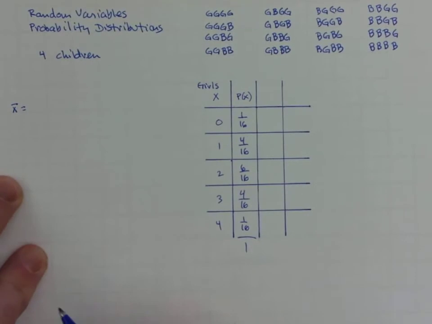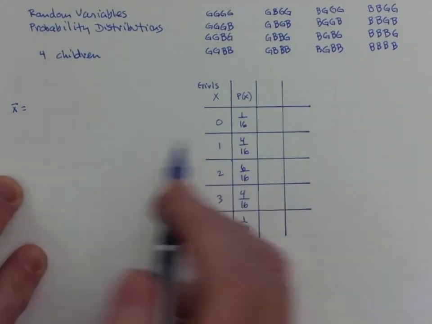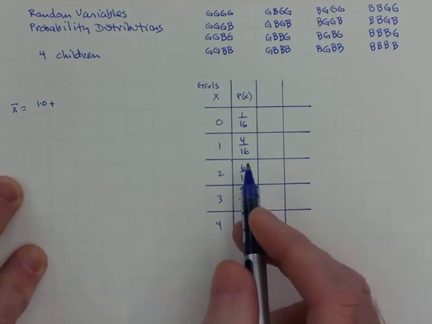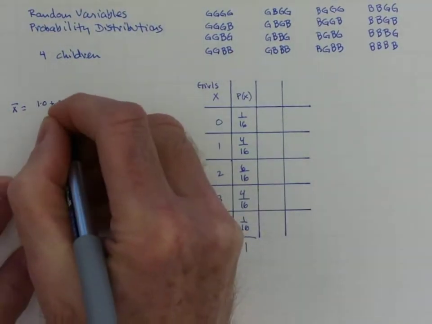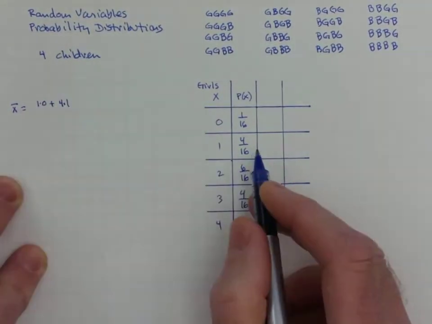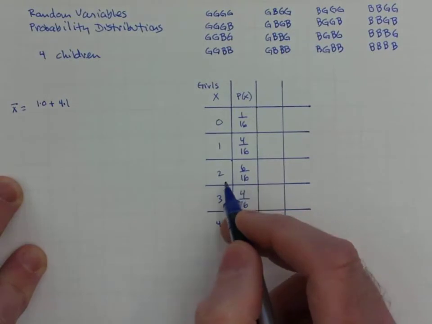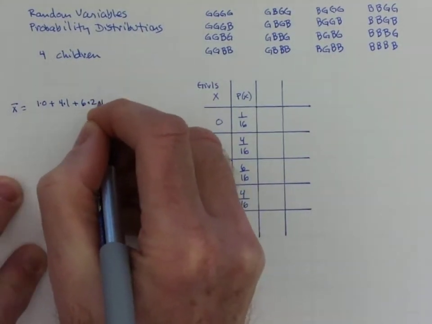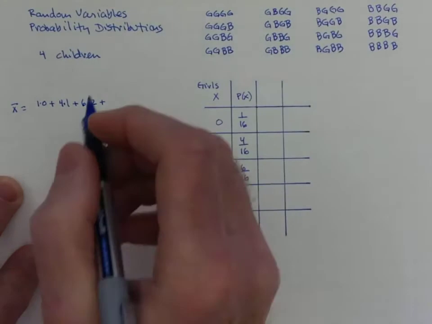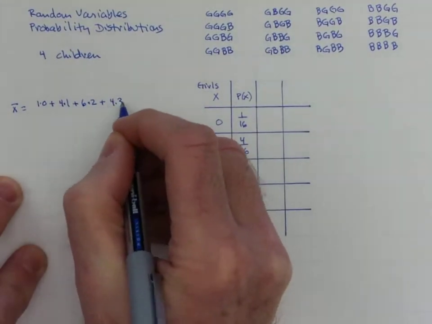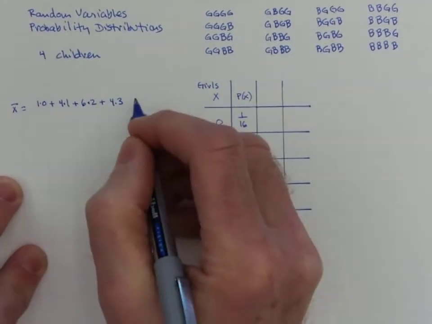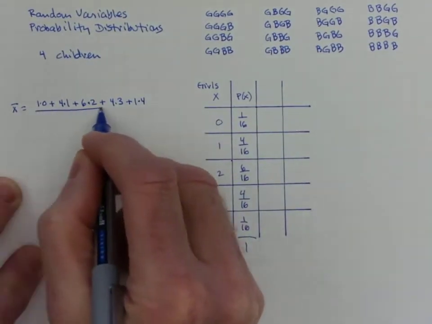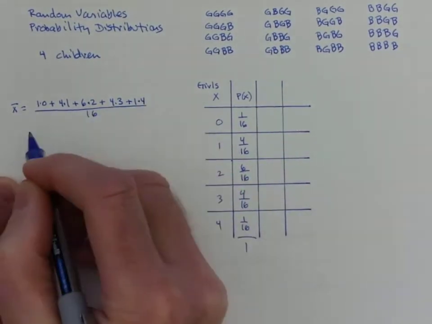we would have 1 family with no girls. We would have 4 families with 1. We would have 6 families with 2. We would have 4 families with 3. And we would have 1 family with 4. And that would be out of an imagined total of 16 families.